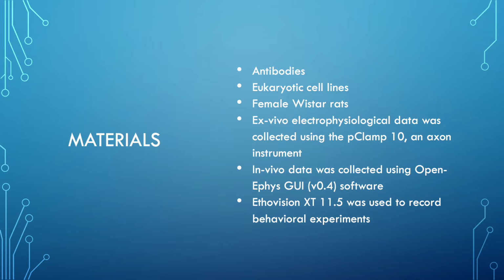Materials. The materials used in this experiment are listed on the right side of this slide. They include antibodies, eukaryotic cell lines, and female Wistar rats. Ex vivo electrophysiological data was collected using the pClamp10, an Axon instrument. In vivo data was collected using OpenFS GUI software. EthoVision XT 11.5 was used to record behavioral experiments.